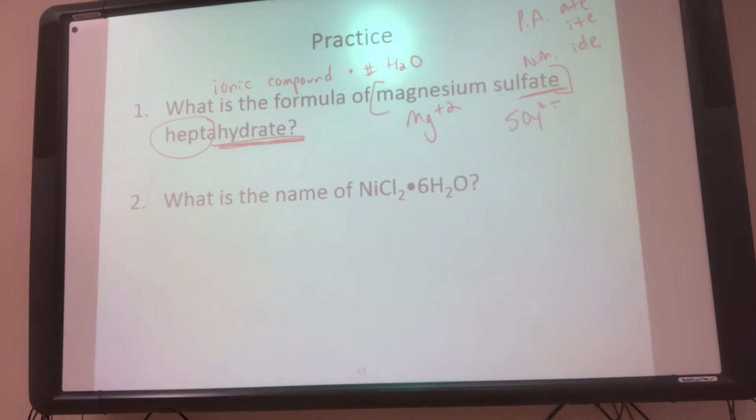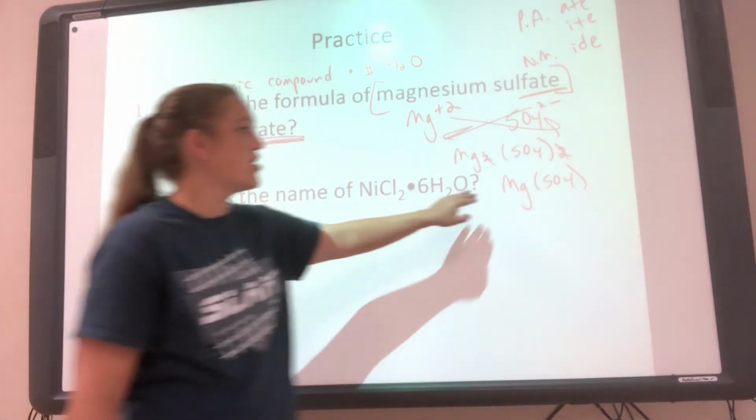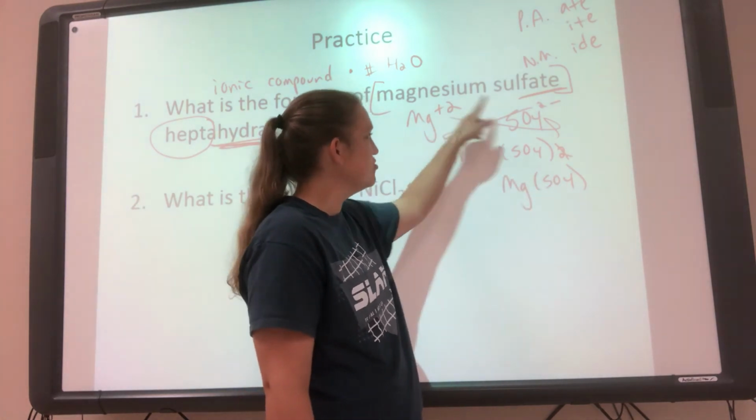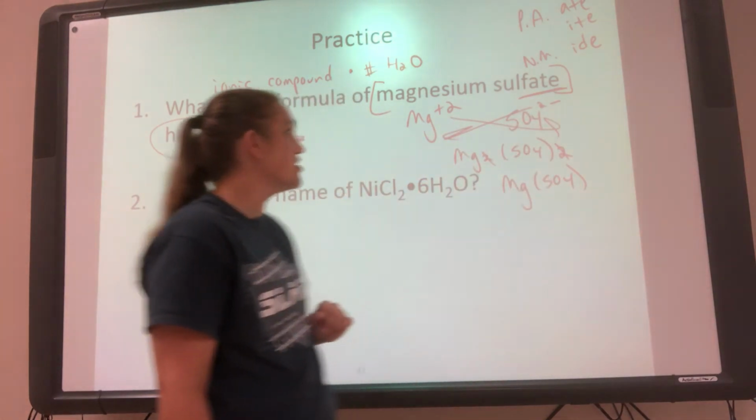So remember, we need to do our cross down. So I would get Mg2(SO4)2, because that stays together, because that's the polyatomic ion. Can I reduce the 2's? Yes. So that gives me MgSO4. Then I could do my check. I have 1 Mg at a +2, I have 1 SO4 at a -2, +2, -2 cancels. So we're good for that part.